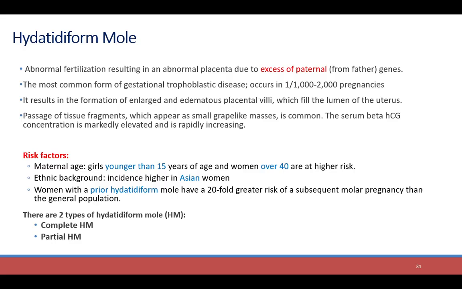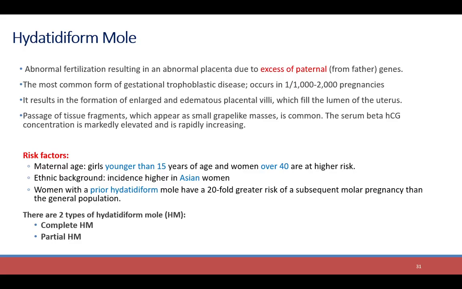So true, in complete mole, we see 46 chromosomes. If we analyze the chromosomes in complete mole, we see 46 chromosomes, but all of these 46 chromosomes come from the paternal side, from the father. So remember this is important in the complete mole: 46 chromosomes, but all of these chromosomes actually come from the father.